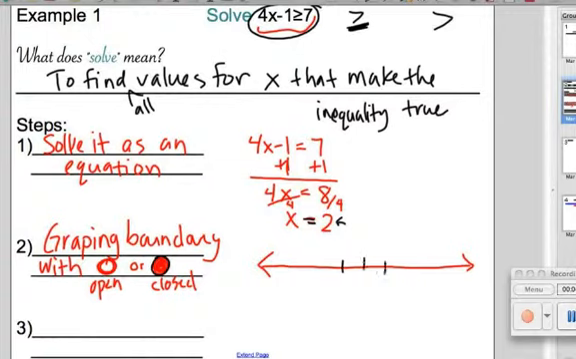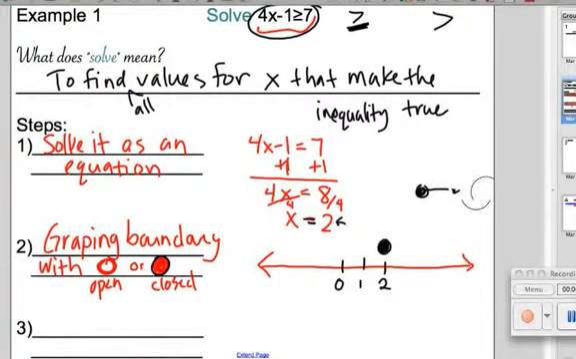So I'm going to graph at 2. I'm going to make a closed circle because it can be equal to. That's our next step. We graph our boundary point. Now we're going to figure out which way to draw our arrows. The solution set is going to either be a closed circle with an arrow going to the right, or maybe a closed circle with the arrow going to the left. I'm going to point in the direction of the solution.